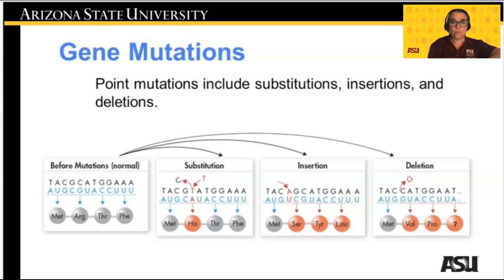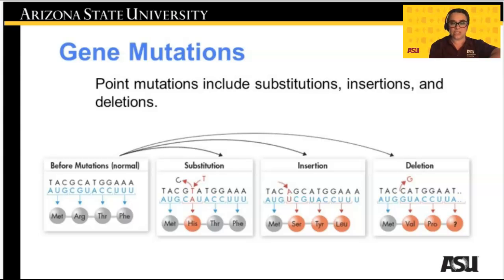Substitutions create a one-point change in the amino acid sequence. In this example, the anticodons are methionine, which is the start codon, arginine, threonine, and phenylalanine. In the substitution example, the one replaced base changes only one amino acid, causing arginine to become histidine.